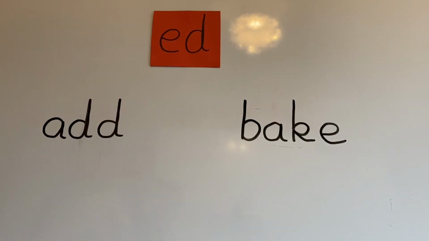Here are two verbs, two action words. Can you write them down? Pause the video if you need time to go and get your things. Right, have you written them? Now, I want you to turn the words add and bake into past tense. Do you remember the rule? Pause the video and have a go.